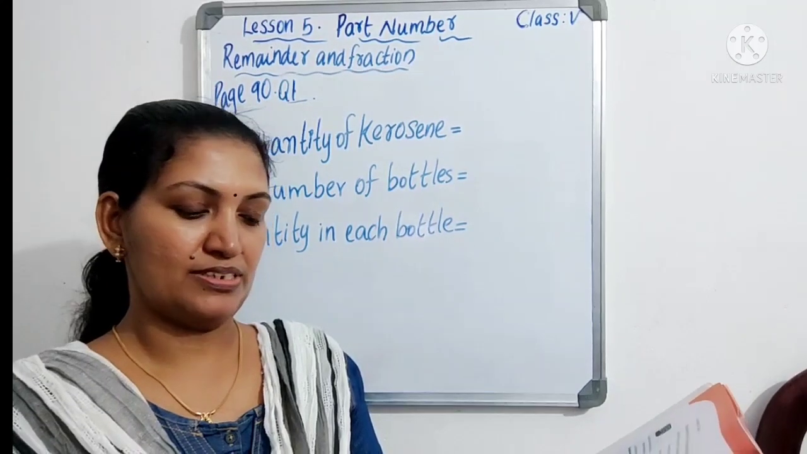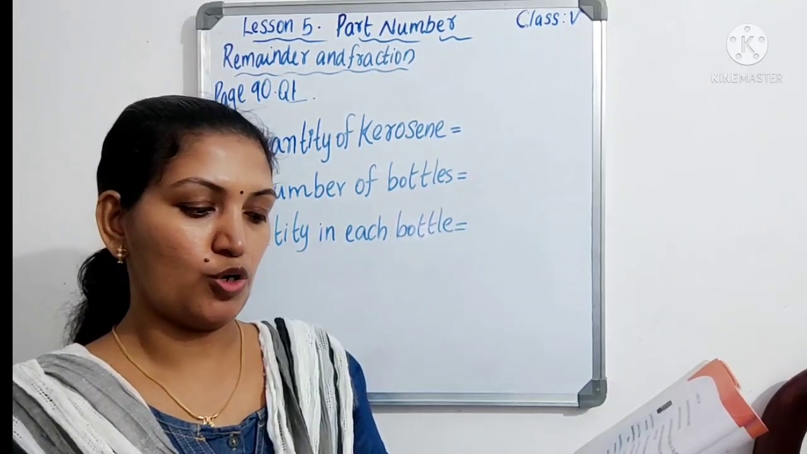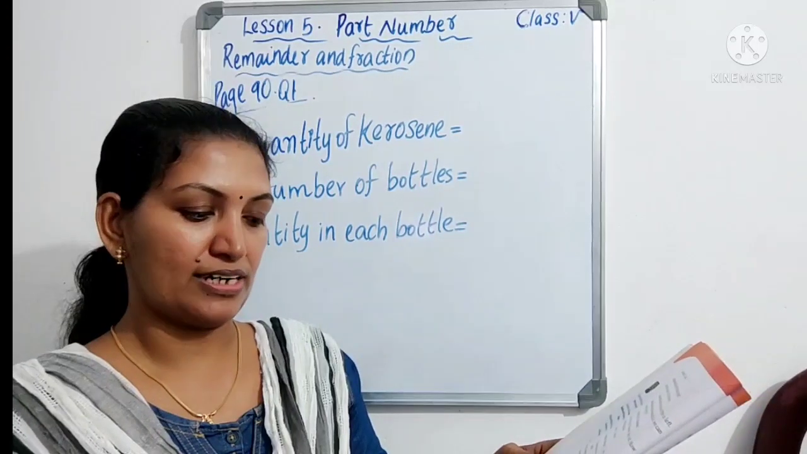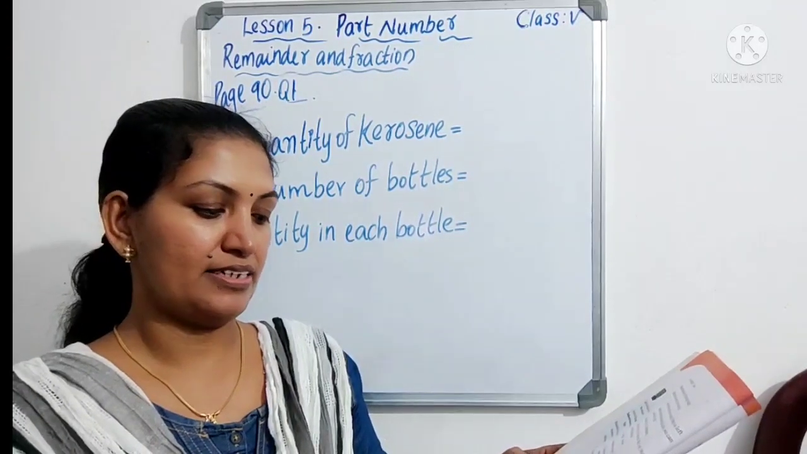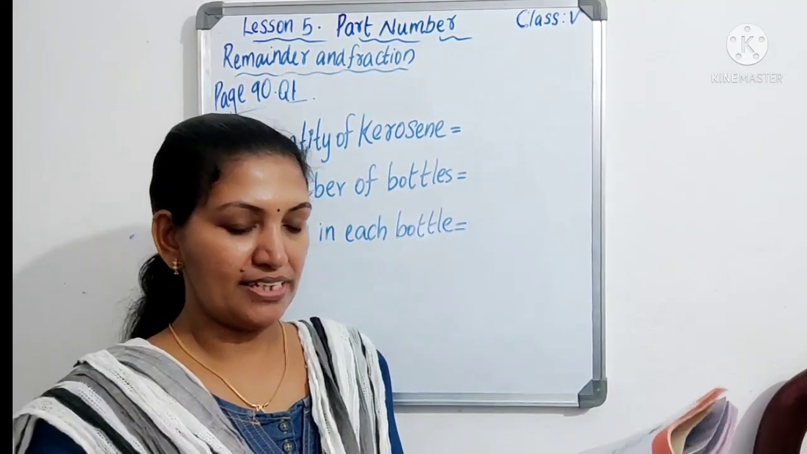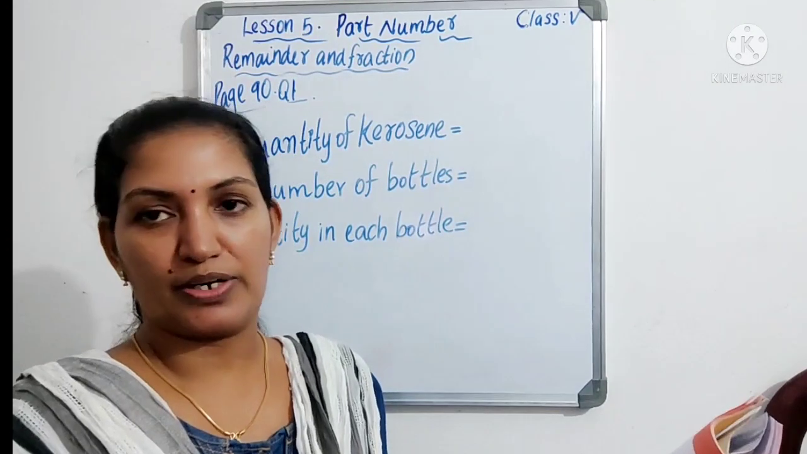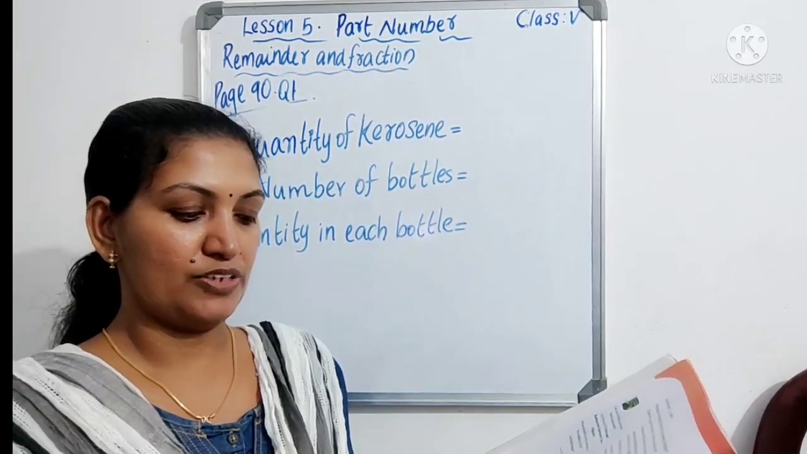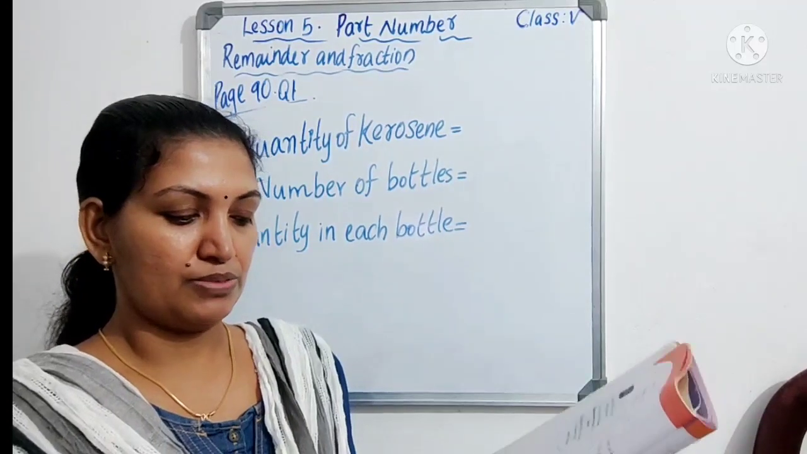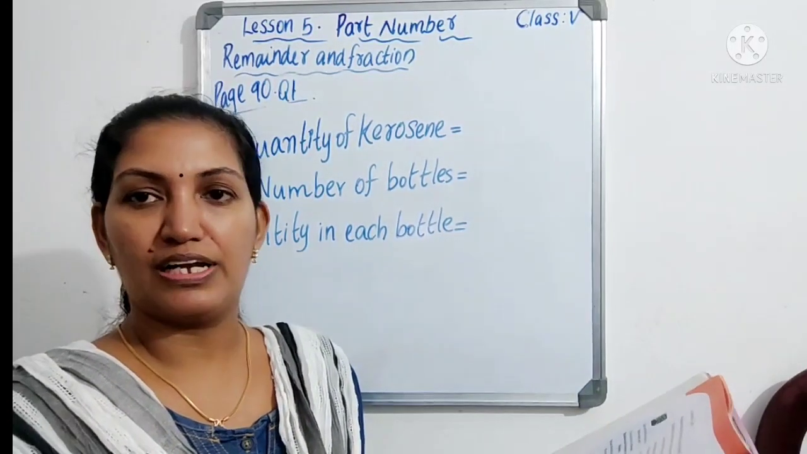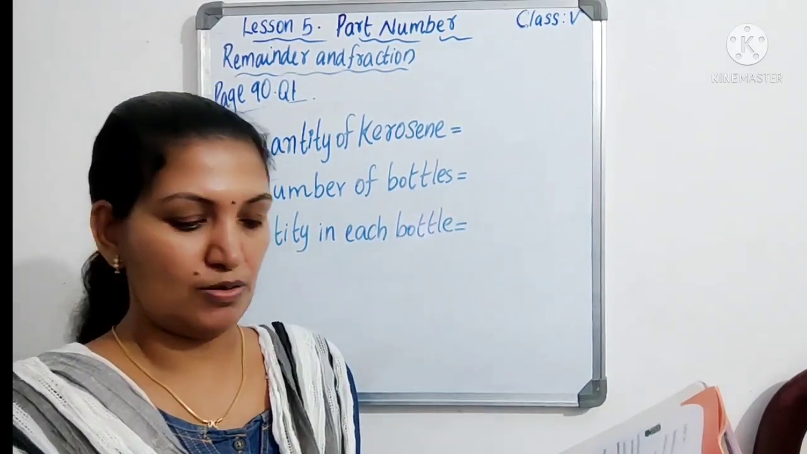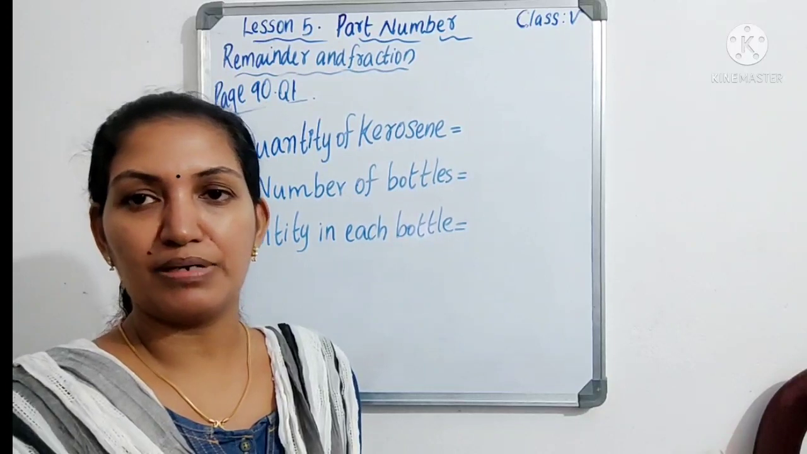15 liters of kerosene is used to fill 4 bottles of same size. How many liters does each bottle contain? Can you say it in liters and milliliters? So here it is given that 15 liters of kerosene want to be divided equally into 4 same bottles. And how much kerosene is in one bottle? Also we have to find it in liters and milliliters.